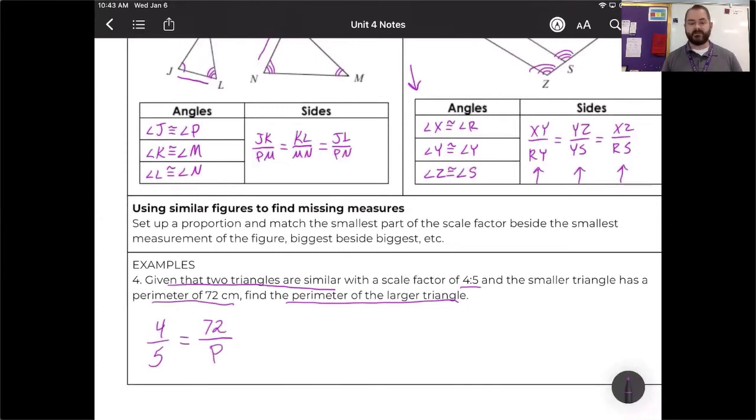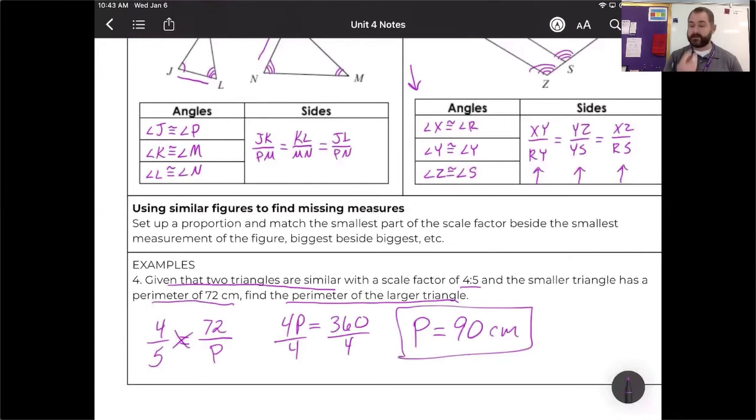And then all I have to do is cross multiply. 4P equals 5 times 72. Let me get my calculator. And 5 times 72 is 360. And then all we have to do is divide by 4. And we get P is 90. So the perimeter of the larger triangle is 90 centimeters. And that's how you can use scale factor to help find missing measures.